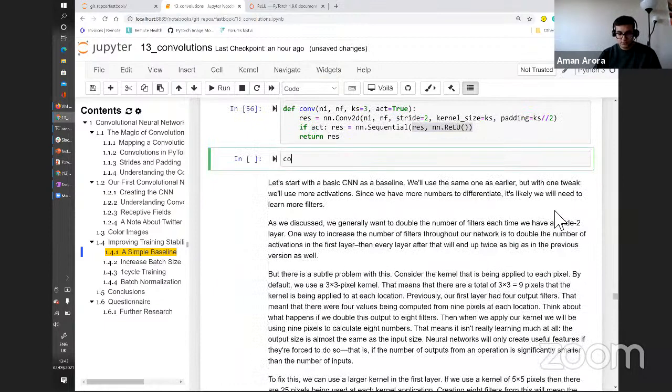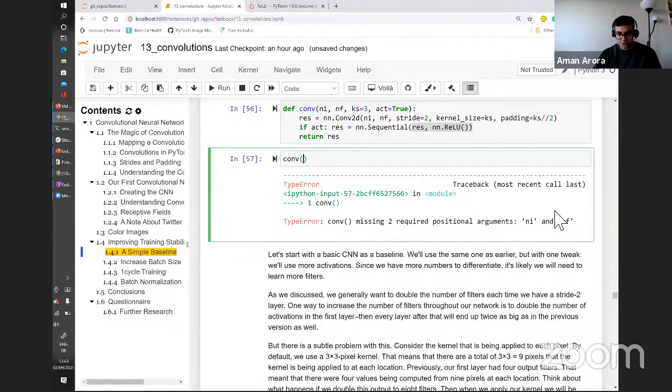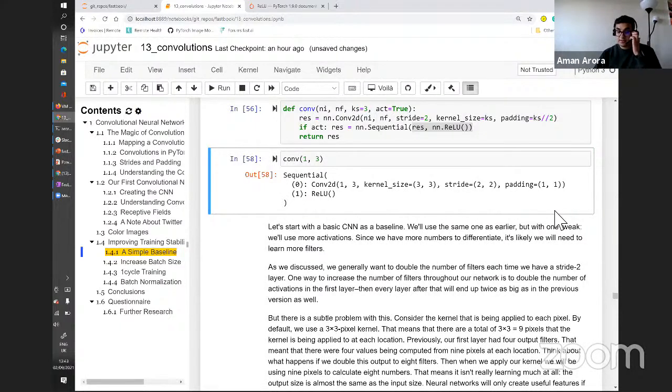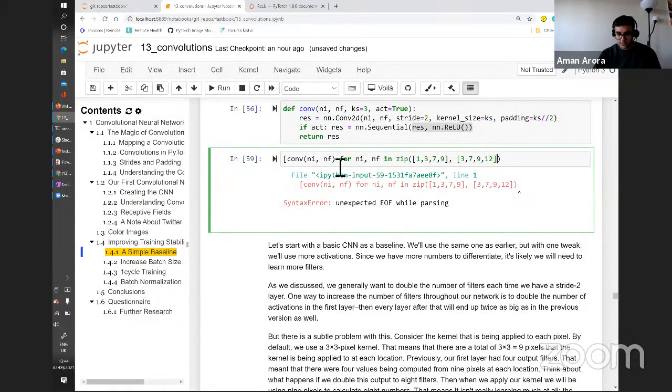If I create something called conv, it says missing 2 input channels. So let's say input channels is 1 and 3. See how that creates a convolution 2D, and then a ReLU. So I could do something like ni, nf for ni, nf in zip, with one list as 1, 3, 7, 9 and my second list as 3, 7, 9, 12. Let's see if that works. Oh, I need to close the zip. Yeah, there we go.